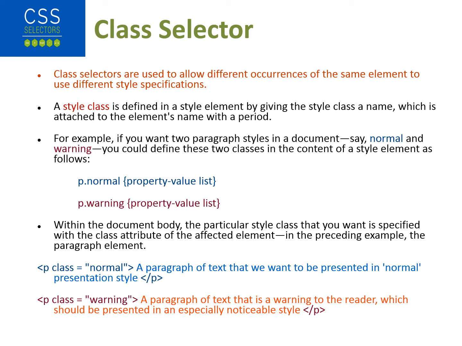And another example is P class equal to warning. A paragraph of text that is a warning to the reader should be presented in an especially noticeable style. So for this particular text, it will use the class warning, which means the style definitions specified in this property value list are applied to this particular text. So this is about the class selector.